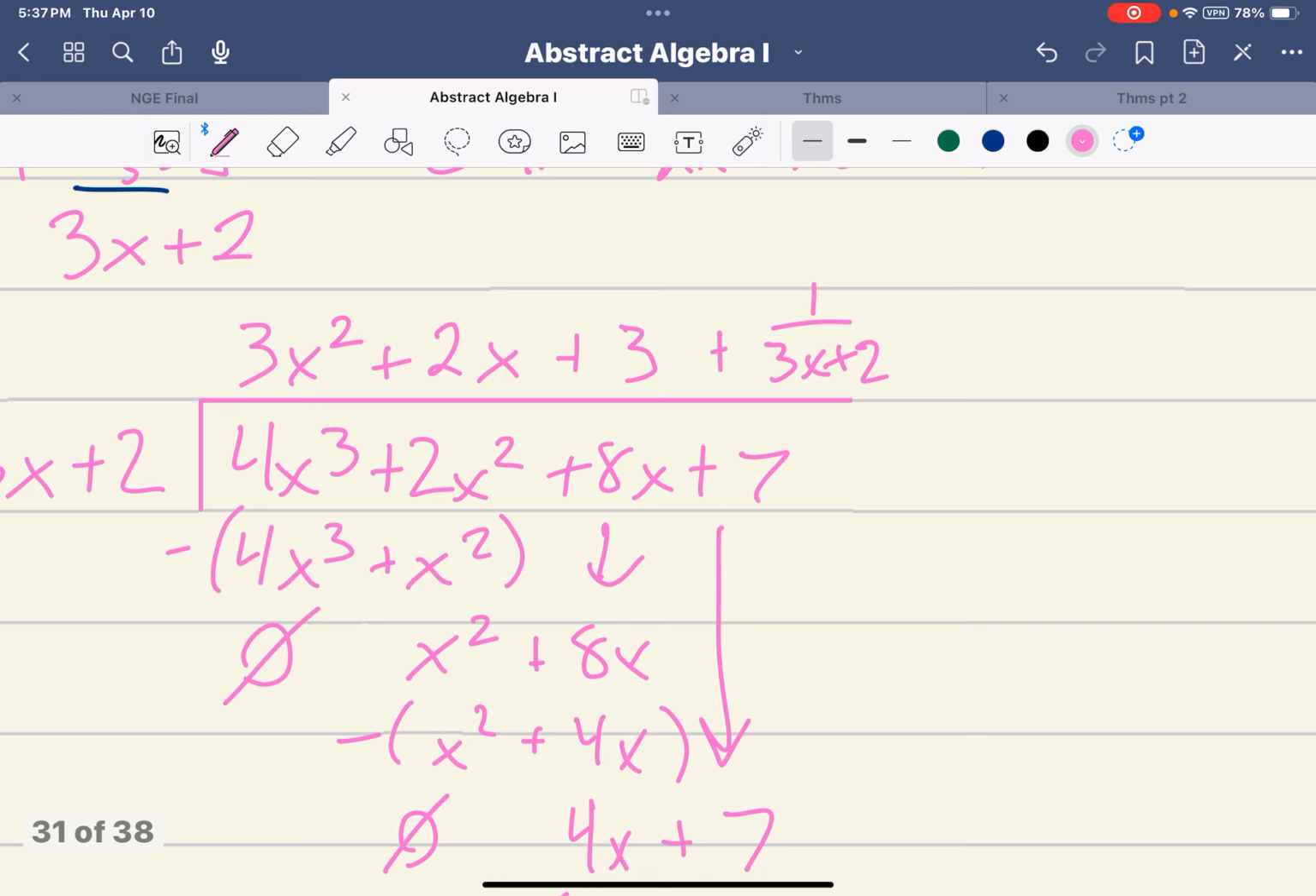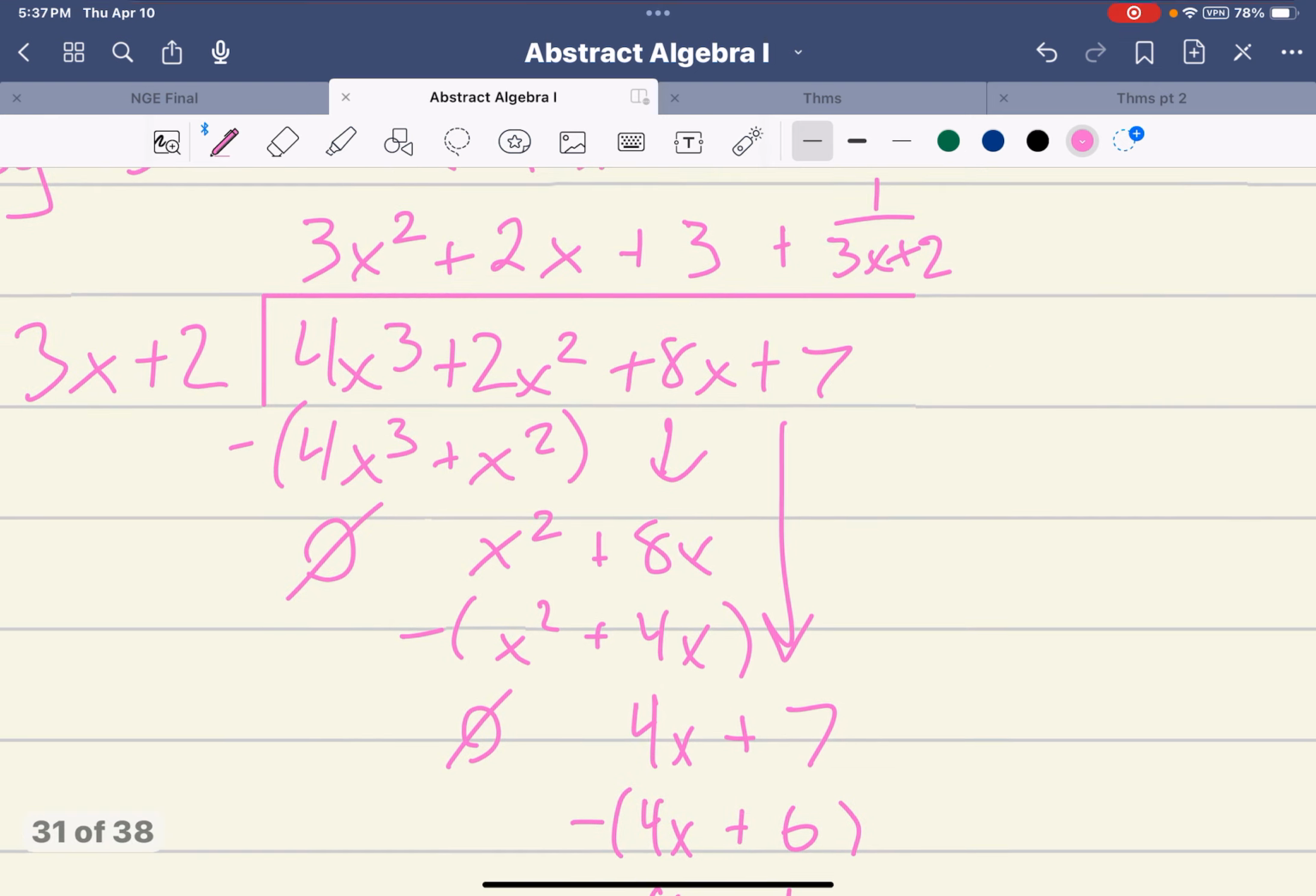Or this 1 would be r of x. This is like secretly r of x is just the 1. Whereas q of x equals 3x squared plus 2x plus 3. I hope that kind of makes sense. I think it's lovely.